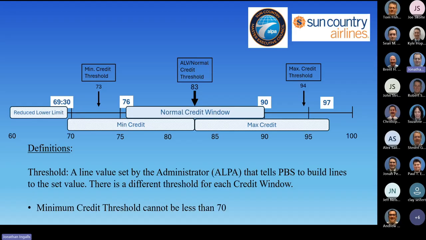The goal is always to have that probably on the lower side so that it stops sooner. But depending on what's best for quality of life for everyone, there's a bunch of reasons to move thresholds around. You can see in this example, we've got the credit threshold set for 83 in the normal range, 73 in the min credit, and 94 in the max credit. So if you were to bid into one of those credit windows, that's the number that PBS would have to achieve in order to stop adding flying to your schedule.